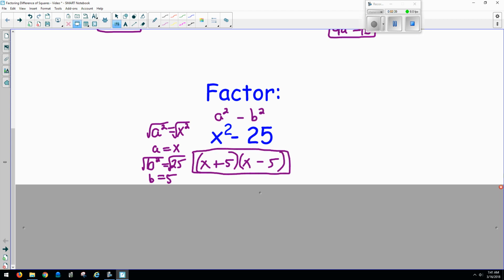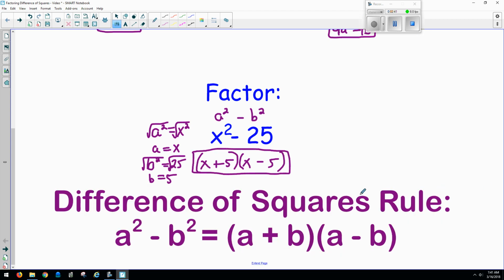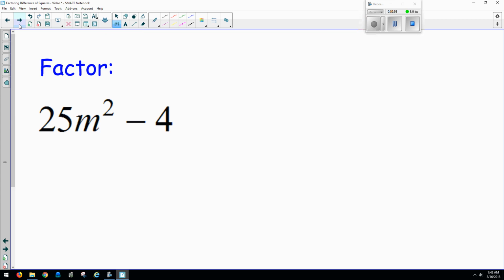So here's the general rule for factoring the difference of two perfect squares. When you have a binomial that's in this form, a squared minus b squared, you're going to put it in two sets of parentheses. Again, one of them gets a plus, one of them gets a minus. So let's take a look at an example here.